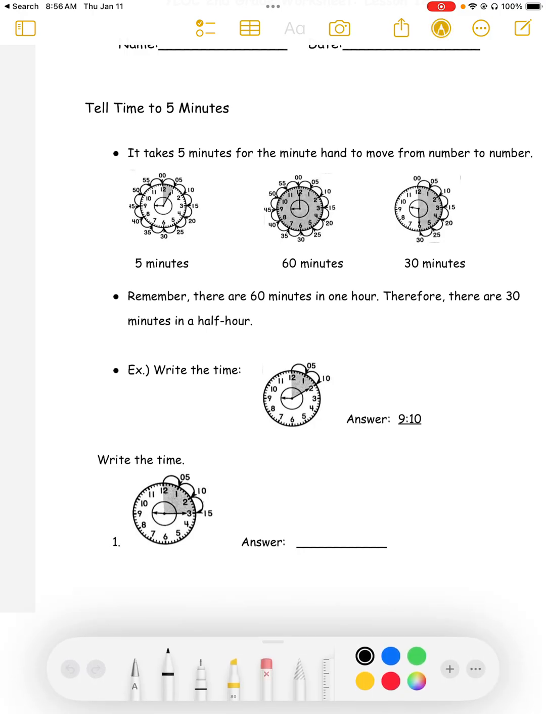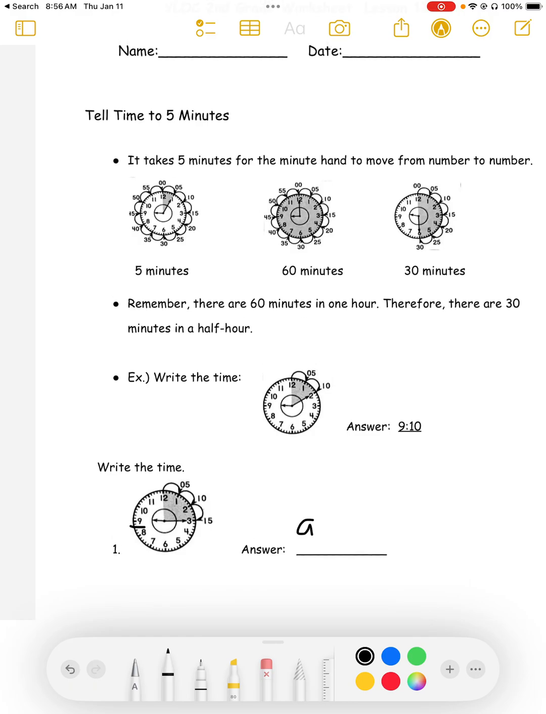So we're going to solve the first question, and it says write the time. The 9 will be first, because the smaller hand is pointing at the 9. So we'll write 9, and we'll count 5, 10, 15. So the time will be 9:15.